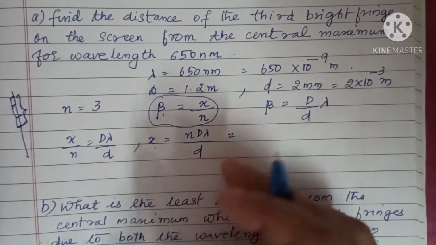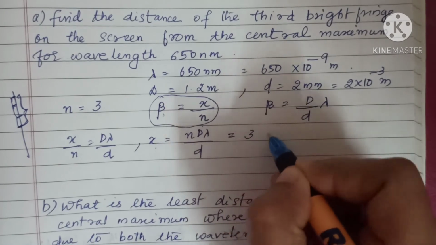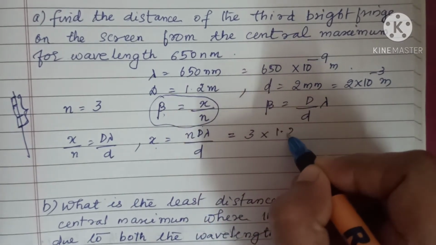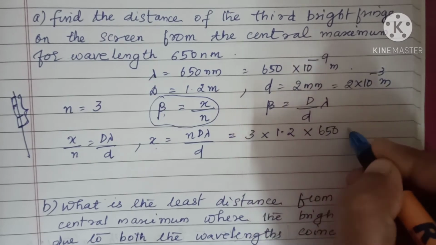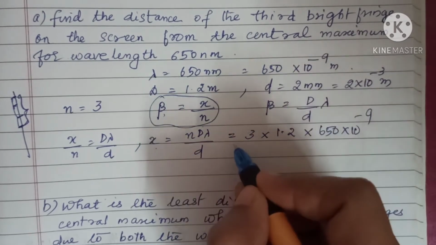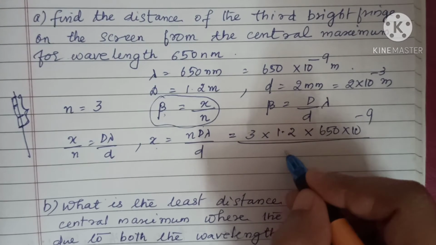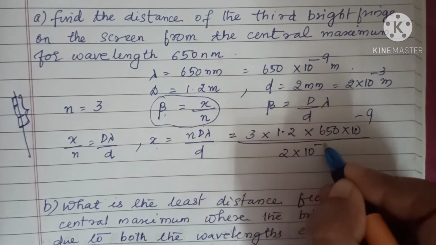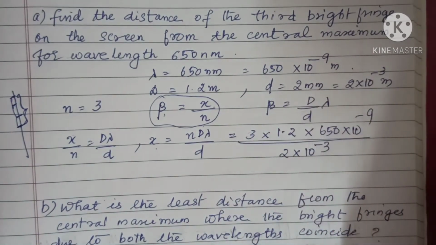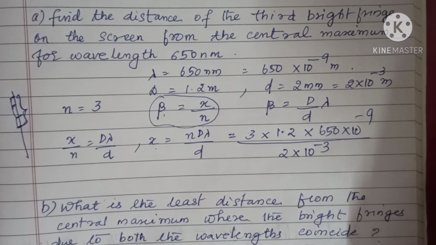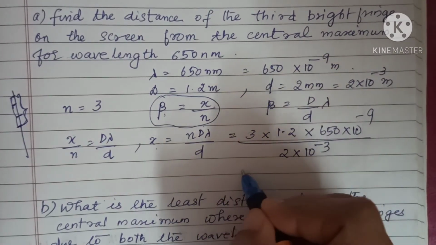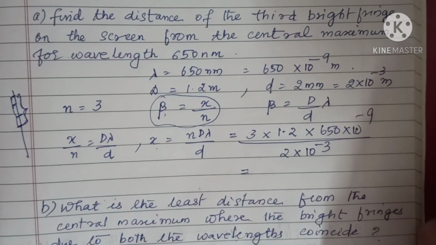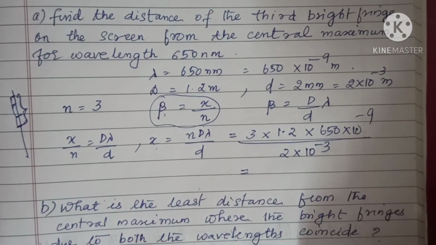And substituting, what is the value? n is 3, capital D is 1.2, then lambda is 650 into 10 power minus 9 divided by small d, which is 2 into 10 power minus 3. Now you will get the value for x. So this is our first section of this question.